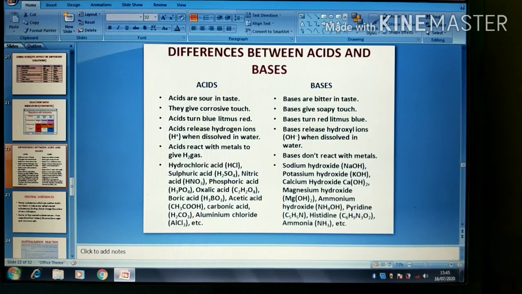Now I will stop here, and in the fourth module I am going to discuss the neutralization reaction. What is a neutralization reaction, what are the products formed when acids and bases react among themselves, and how neutralization reaction plays an important role in our day-to-day lives. In addition to that, we will also be discussing in brief about salts in module 4.